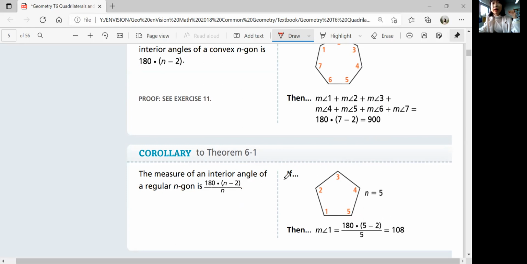Okay, so if we have a regular pentagon, 1, 2, 3, 4, 5, n is 5, then the measure of angle 1 would be 180 times (5 minus 2, which is 3) divided by 5, and that's 108. So all the angles of a regular pentagon would have a measure of 108 degrees.